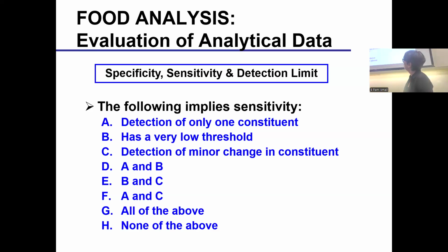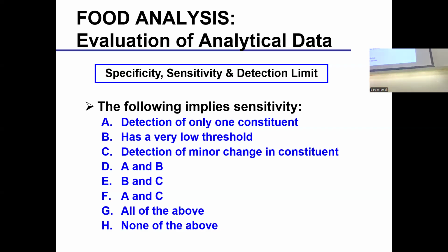Which one? C. C, yes, yeah. So the first one is more specificity, A. For B, it is low threshold, that's for detection limit. But C, detection of a minor change in constituent.